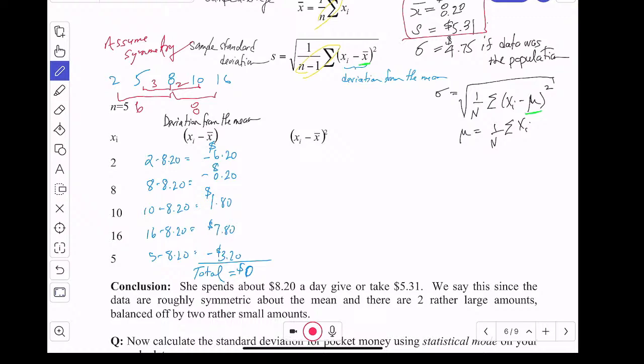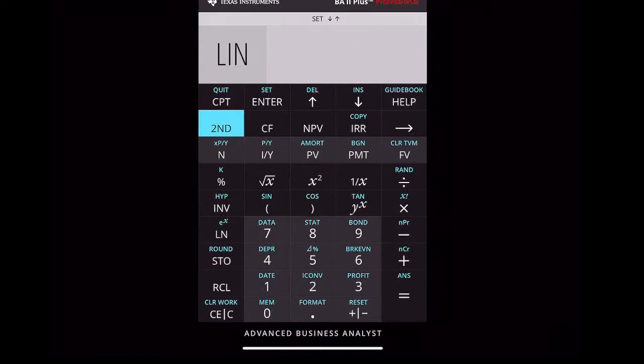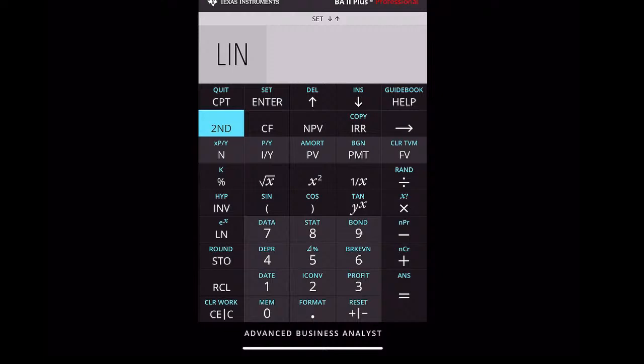So after you put all the x's, you hit second stat. And then you scroll and see the results.